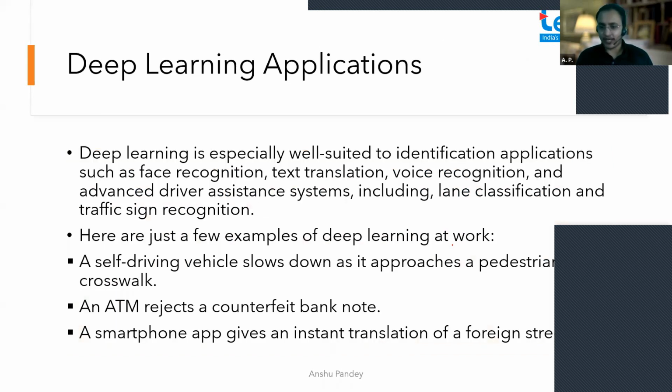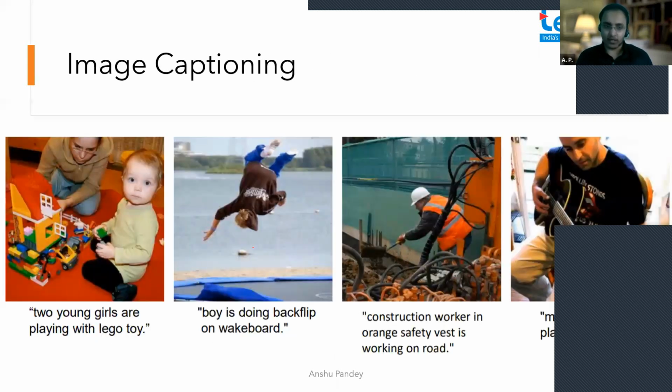Every deep learning algorithm is a modification of a neural network. There are a variety of applications today in deep learning: self-driving cars, ATMs rejecting counterfeit notes, smartphones giving instant translation of foreign street signs, or image captioning. You pass an image to the algorithm, and it generates a caption as output, right? So image is input and caption is output.